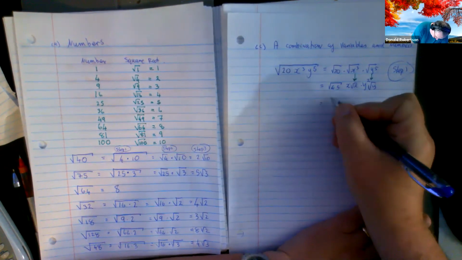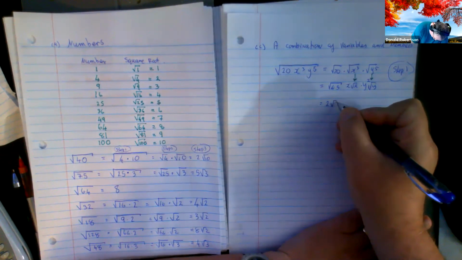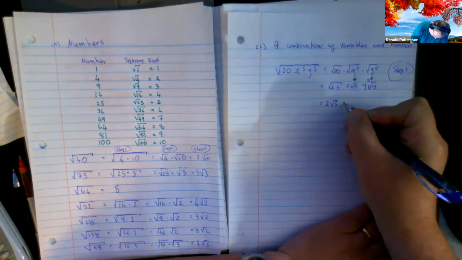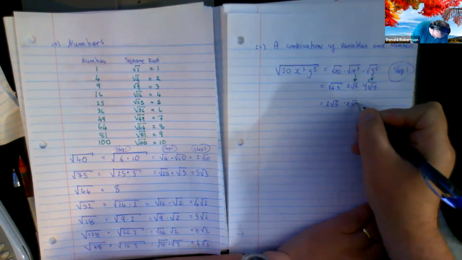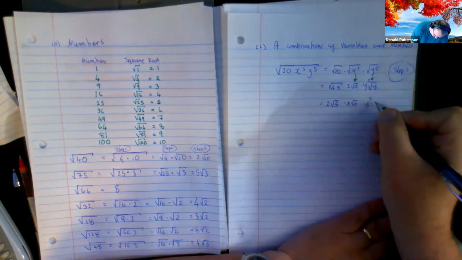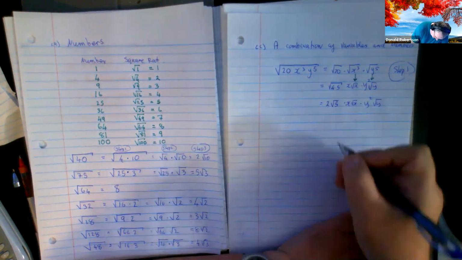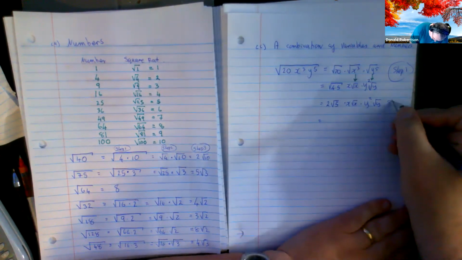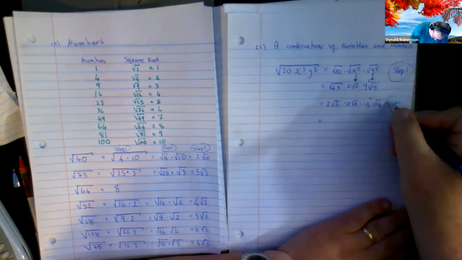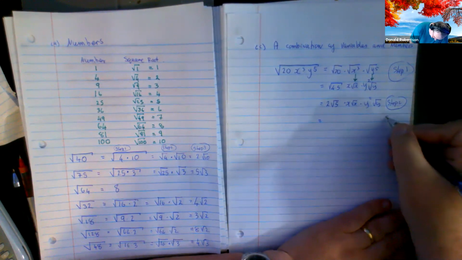And the square root of 4 gets you 2. So it's 2 square root of 5. We still have an x square root of x. And we still have a y squared square root of y. We are darn close. That's step 2. Step 3 is coming up now.